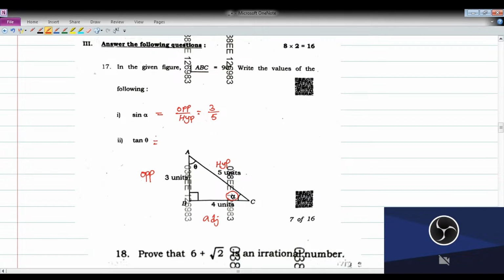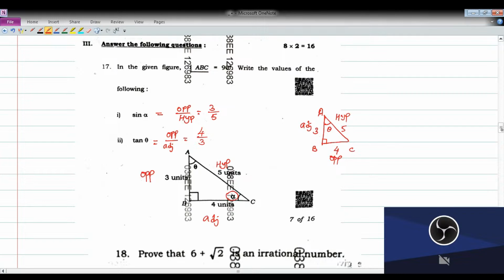Similarly, tan theta. Now let us take another triangle. In this triangle, we need to consider theta as the acute angle. So this is A, this is B, this is C. This is 3, this is 4 and this is 5. When I consider this as the acute angle, BC will become the opposite side and AB will become the adjacent side, and there is no change in the hypotenuse. So what is the ratio tan? Tan is the ratio of opposite to adjacent side. That will become 4 divided by 3. Here the opposite side is 4 and the adjacent side is 3. So these are the solutions for question number 17.